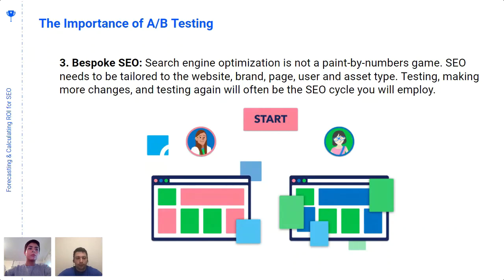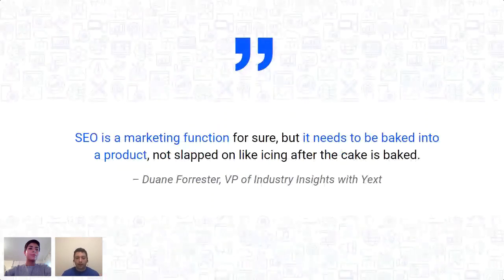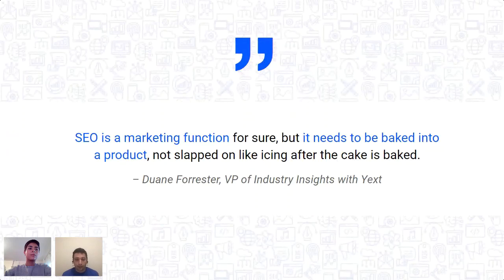Cool. Next slide. Another great quote. SEO is a marketing function for sure, but it needs to be baked into a product, not slapped on like icing after the cake is baked. So that's Dwayne Forrester. Ultimately, a lot of people try to take this approach like, oh, we need some SEO help, let us hire an agency, they'll fix it, and that's a done deal. So they do it for a year, and then they forget about it for the next 10 years. That's ultimately not the best approach, because you want to have a continual engagement of your SEO.